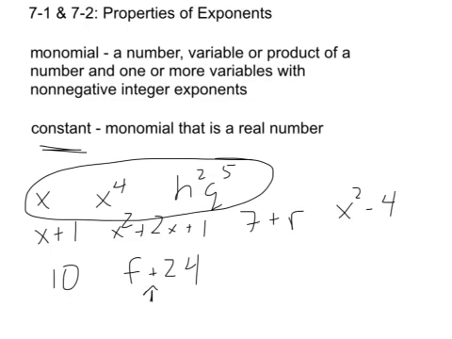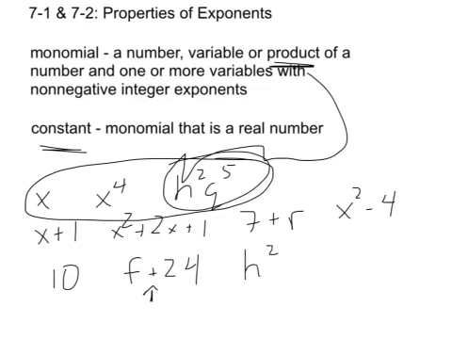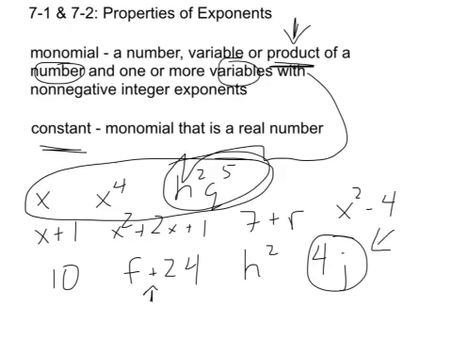Or they could be the product, like this one right here, is a product. The product of a number and one or more variables with non-negative integer exponents. The next one is h squared. h squared is a monomial. It's the product of variables. And the last one is j, or you can even say 4j. It just has j in your book, but I think this is more helpful. 4j is a monomial because it's the product of a number and one or more variables. 4j is a monomial.